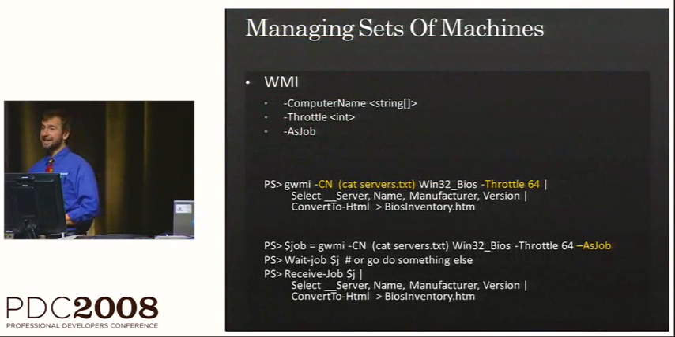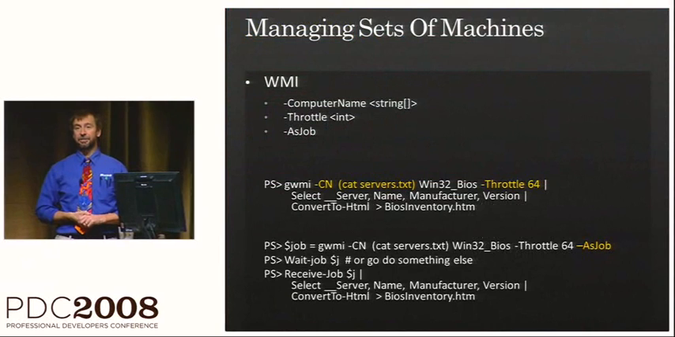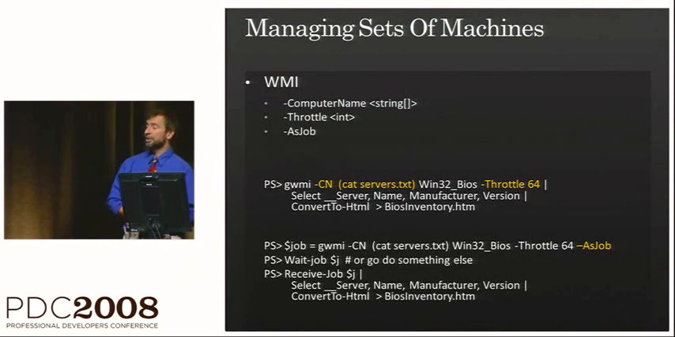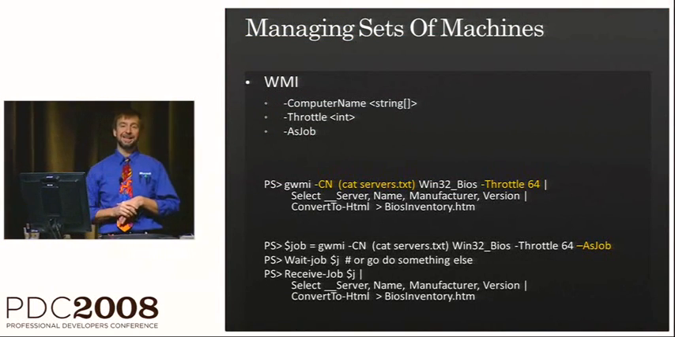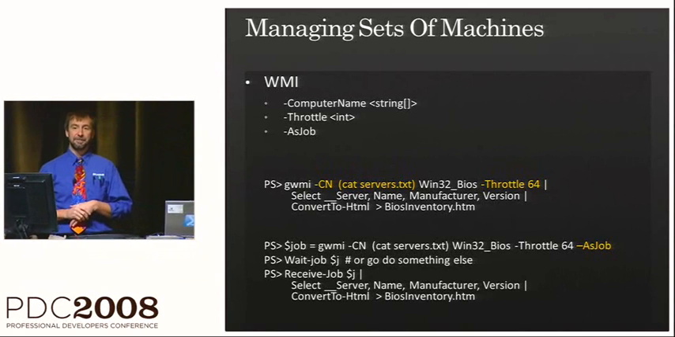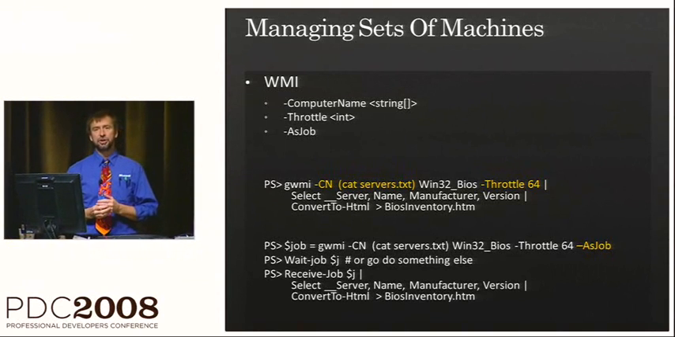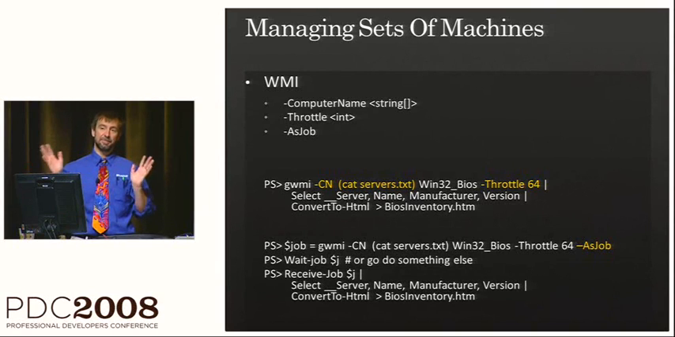Managing sets of devices is really quite a simple extension from there. Okay? With WMI, we have 3 parameters, -ComputerName. Notice that it takes an array of strings. Okay? It has throttle. So you can say, I'd like to perform this WMI operation on these 5 machines, these 50 machines, these 500 machines, these 5,000 machines. Now, if you do it on 5,000 machines, chances are you don't want to have 5,000 requests on the fly. So we have this idea of throttle. And you can say, I'd like to do this to 5,000 machines, and I'd like to have 64 on the wire at any given time.